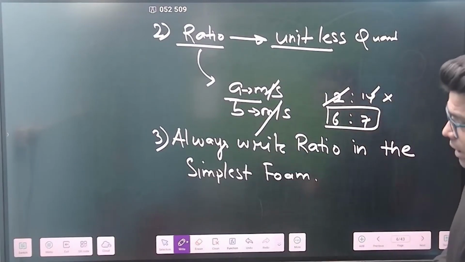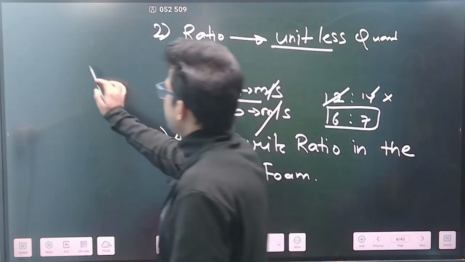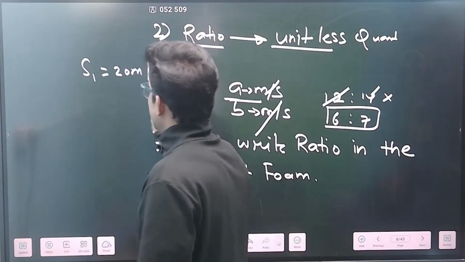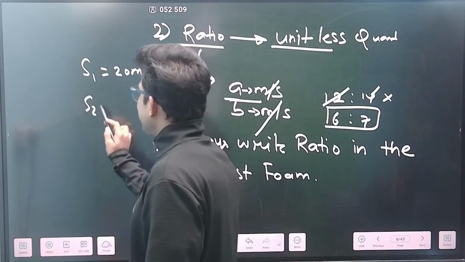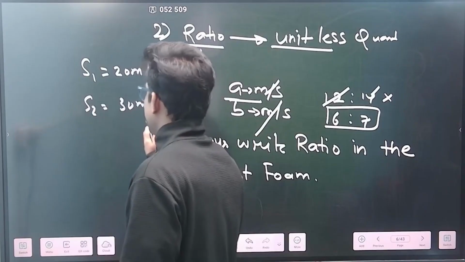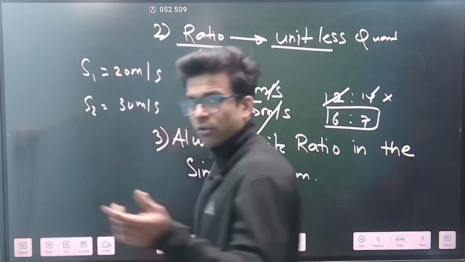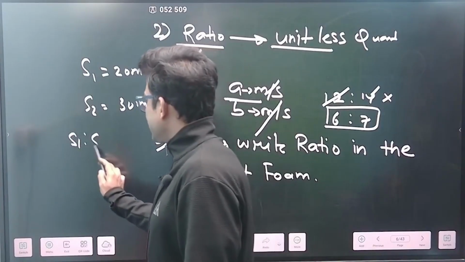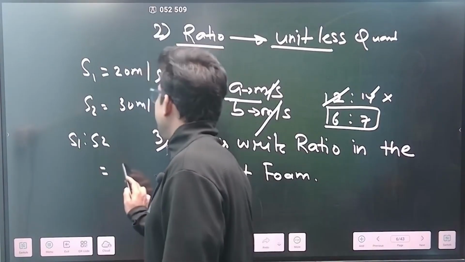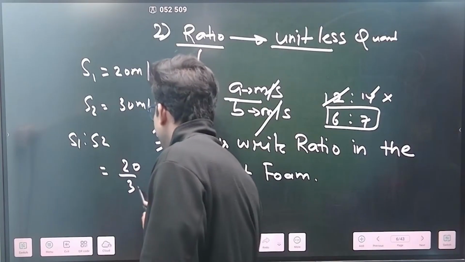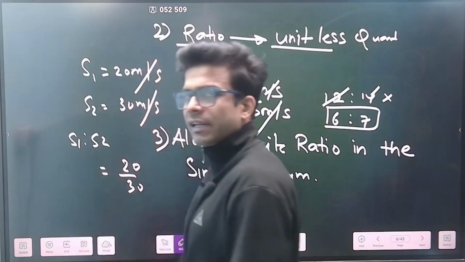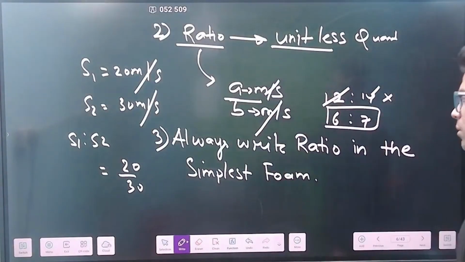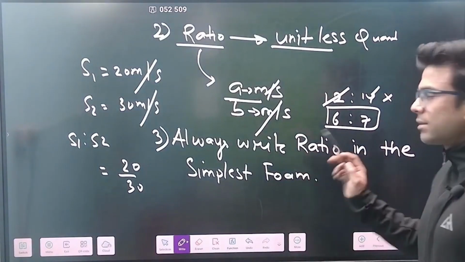You would say, sir, how? As I said, let's say S1 is the speed. If S1 is 20 meter per second and S2 is 30 meter per second, then you write down the ratio of S1 is to S2. This will become 20 by 30. Then meter per second will cancel out. So the unit is not important now, because the unit will be cancelled out. Always write ratio in the simplest form.